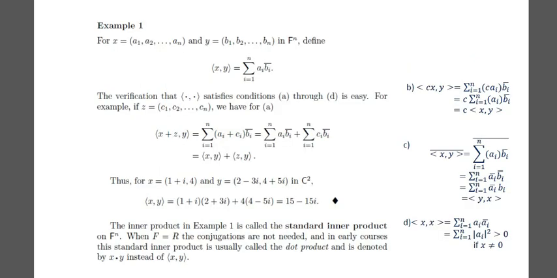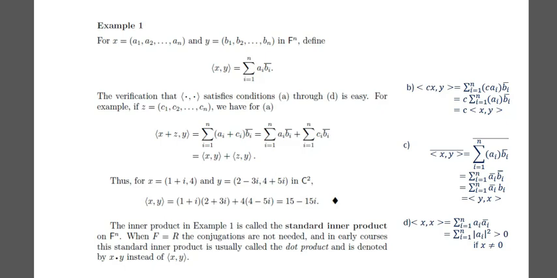If you have the vector space F^n, then x and y are two elements. The inner product of x and y is defined as the summation i equal to 1 to n of a_i times the conjugate of b_i. Now we have to verify all four properties. For the first property, the inner product of x plus z, y can be written as the summation i equal to 1 to n of (a_i plus c_i) times the conjugate of b_i. We can rewrite this as the summation of a_i times conjugate of b_i plus the summation of c_i times conjugate of b_i, which is equal to the inner product of x, y plus the inner product of z, y.